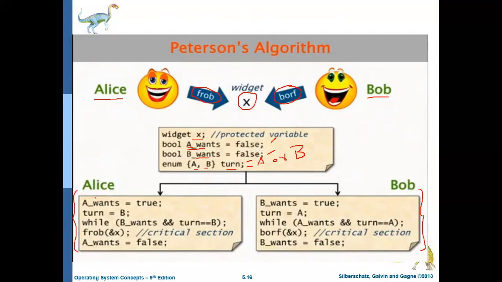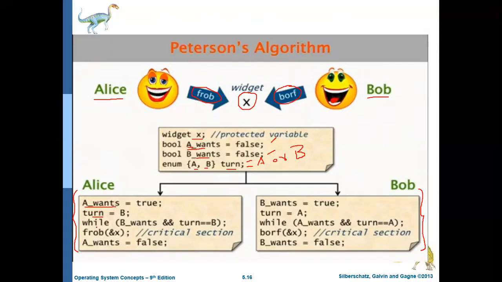So what Alice is doing is, Alice wants to frob X. So Alice makes A wants true, because Alice wants to perform an operation on X, and that operation is frob. And at the same time, Alice is making turn equal to B. That is, if B also wants to perform an operation on X, let B do that. So Alice is making turn equal to B.